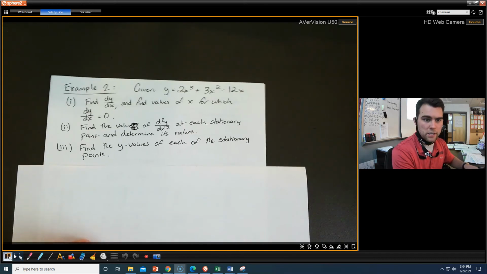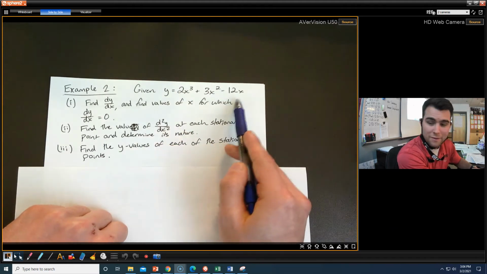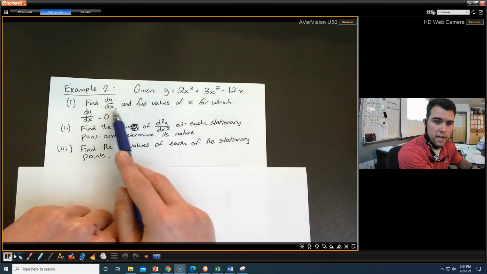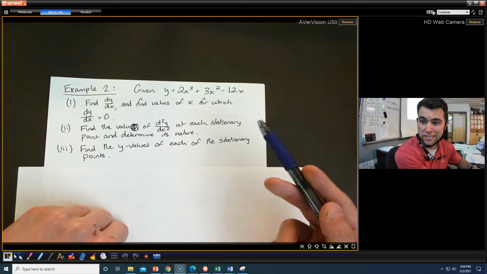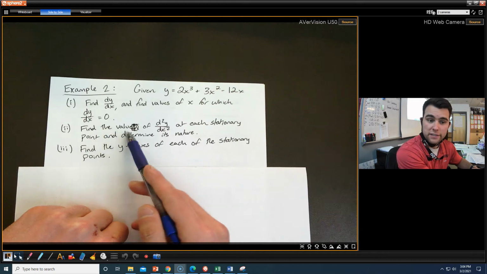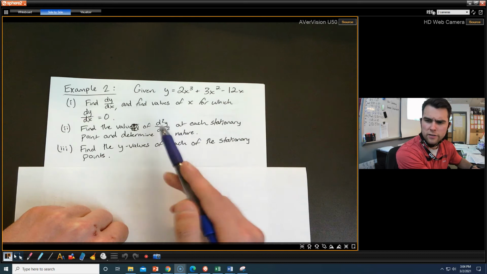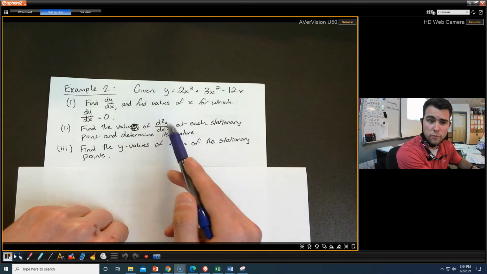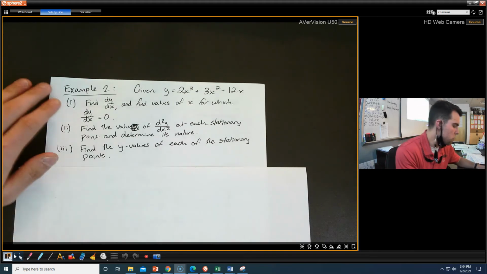So I got this example right here. We have this function right here, and we're going to do three things. First, we're going to find the derivative, and likewise the values of x for which dy dx is equal to 0. The second thing we're going to do is take the second derivative and plug those x values in that we got in part 1 to see what their nature is, if it's a max or a min. Finally, in part 3, we're going to find the y values to get those points, because we're only getting the x values right now.